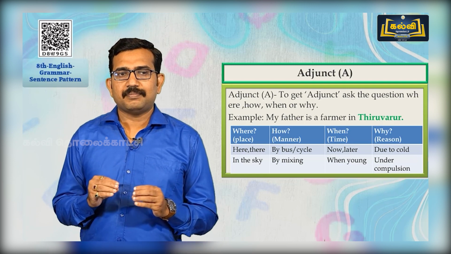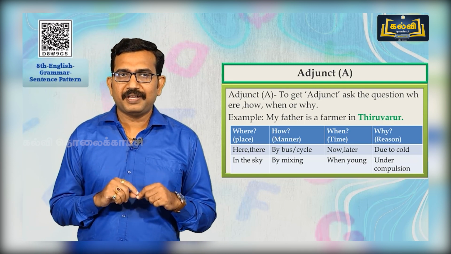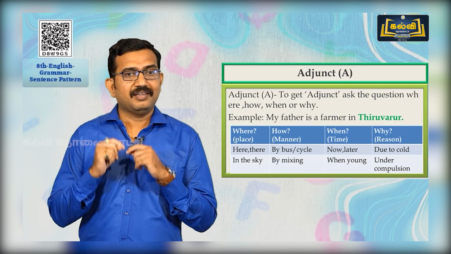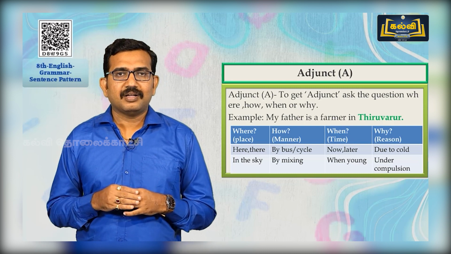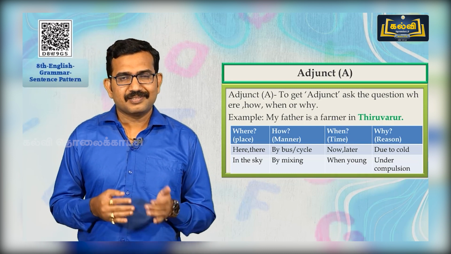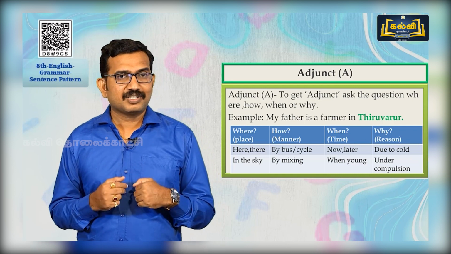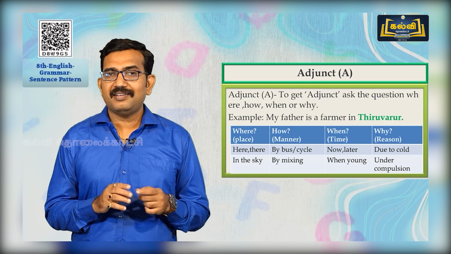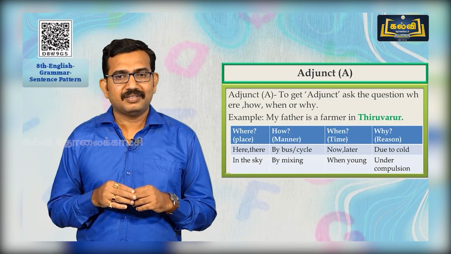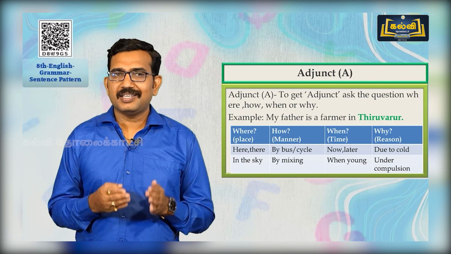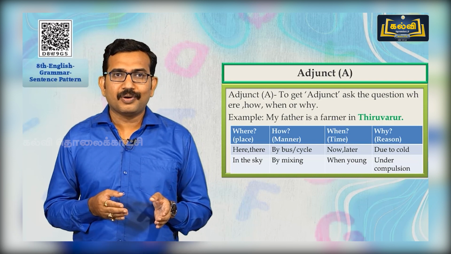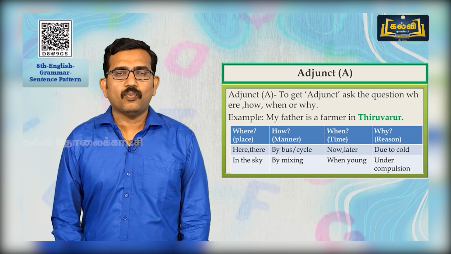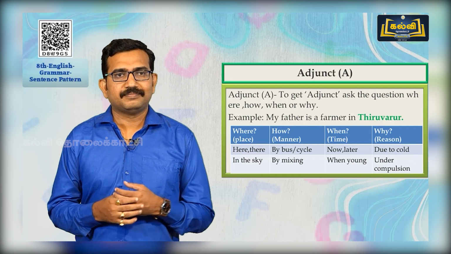So we'll check some examples. Where will be a place, for example, here, there, in the sky. How is a manner. How do you come to school? By bus, by cycle. And the next, how do you prepare this? By mixing. So when: now, later, when young. And why is the reason: due to cold, under compulsion. These are some examples for where, how, when and why.